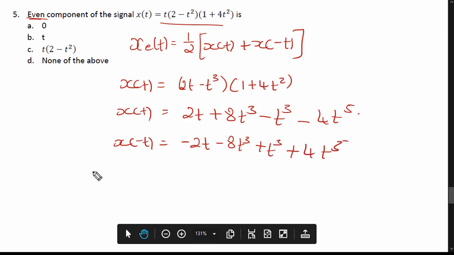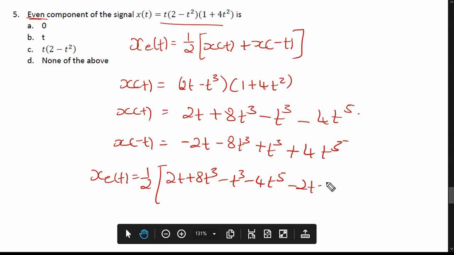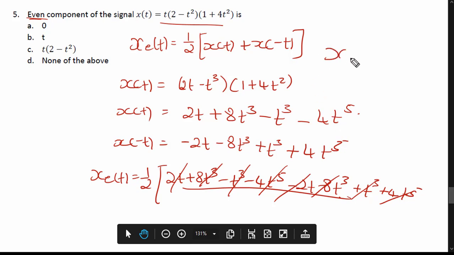Right. So what do we have? X e of t is equal to 1 by 2 into x of t, which is 2t plus 8t cube minus t cube minus 4t power 5, minus 2t minus 8t cube plus t cube plus 4t to the power 5. So plus 4 minus 4, plus t cube minus t cube, plus 8t cube minus 8t cube, everything cancels out. So I get the even component x e of t is equal to 0. Therefore, the right option is A, which is 0.